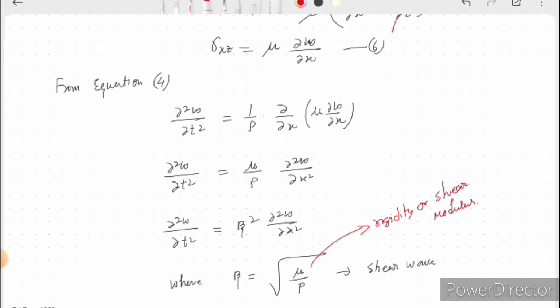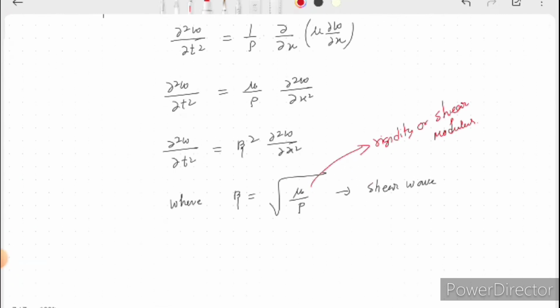So this is the velocity of wave. This is a shear wave, and another is stress wave. So this shear wave beta equals root of mu by rho. Mu is called rigidity or shear modulus. So from this property, the velocity of this shear wave is determined by the rigidity or shear modulus. This is the elastic property. It is the only elastic property that determines the velocity of this shear wave.